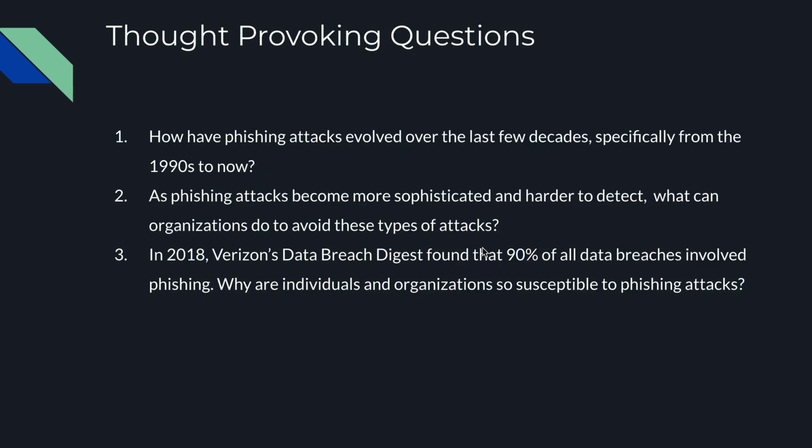And these are our thought provoking questions. How have phishing attacks evolved over the last few decades, specifically from the 1990s to now? As phishing attacks became more sophisticated and harder to detect, what can organizations do to avoid these types of attacks? In 2018, Verizon's Data Breach Digest found that 90% of all data breaches involved phishing. Why are individuals and organizations so susceptible to phishing attacks?